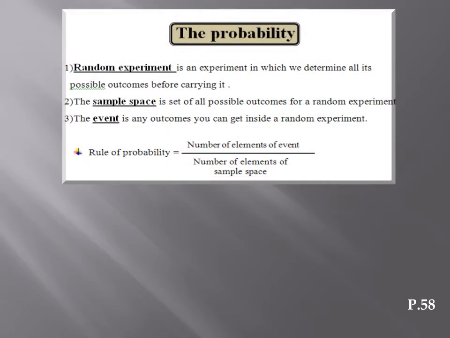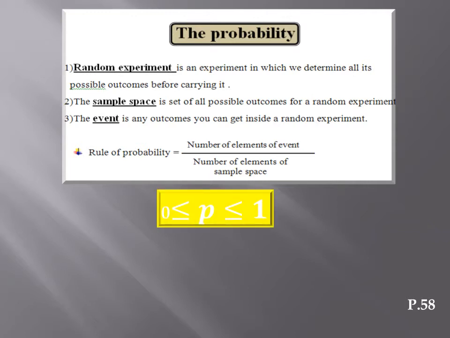Probability. A random experiment is an experiment in which we determine all its possible outcomes before carrying it out. The sample space is the set of all possible outcomes for a random experiment. An event is any outcome you can get inside a random experiment. The rule of probability equals the number of elements of the event over the number of elements of the sample space.